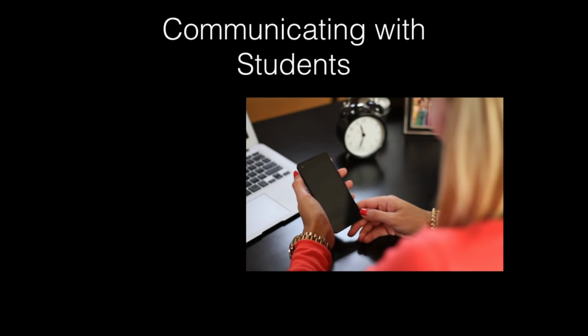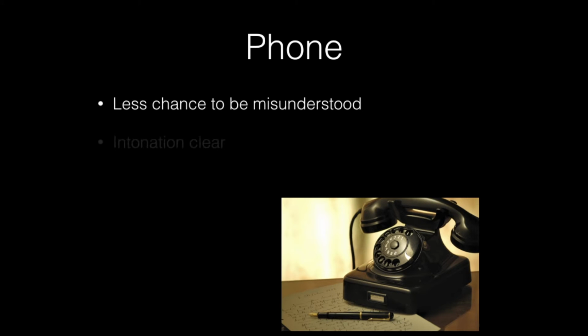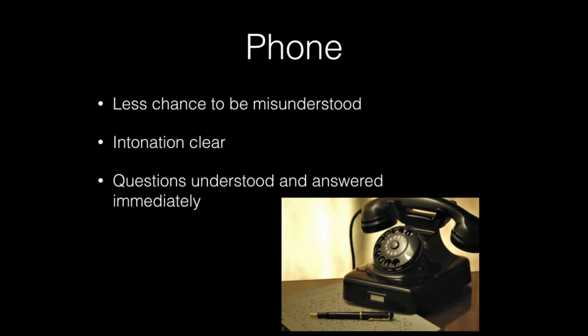When we communicate with students, we may find ourselves communicating via phone, text, or messages and email. On the phone, we have less of a chance of our tone being misunderstood. In the moment of the conversation, our intonation is clear and questions can quickly be understood or answered. Talking on the phone can often eliminate the confusion with tone.